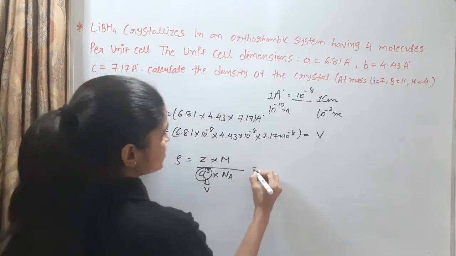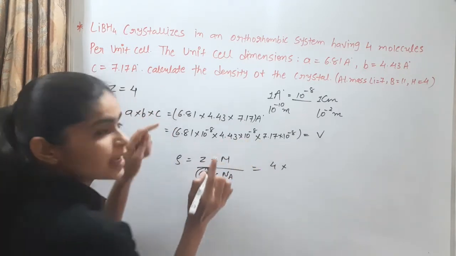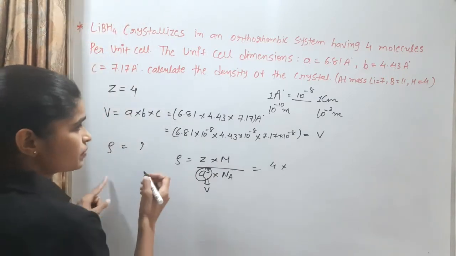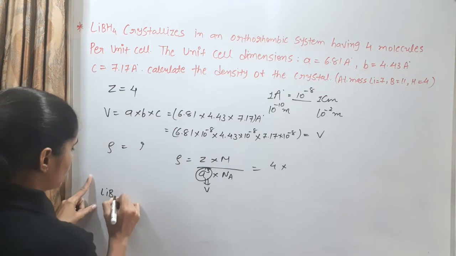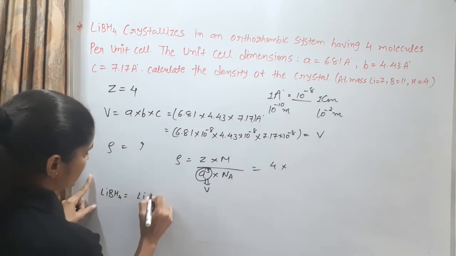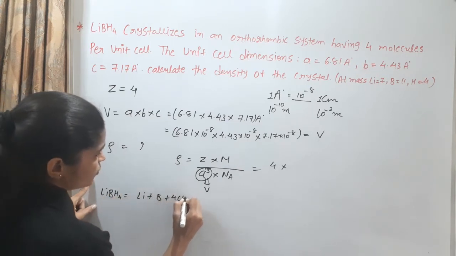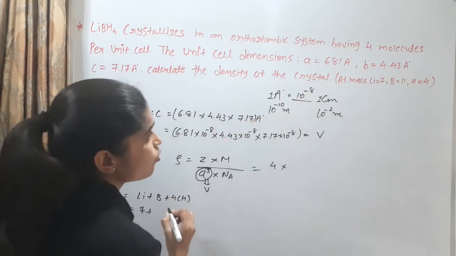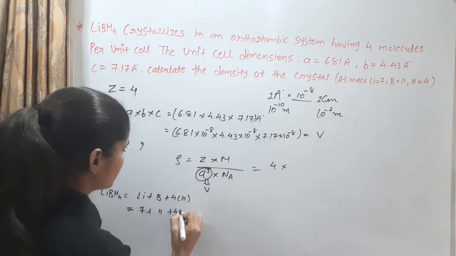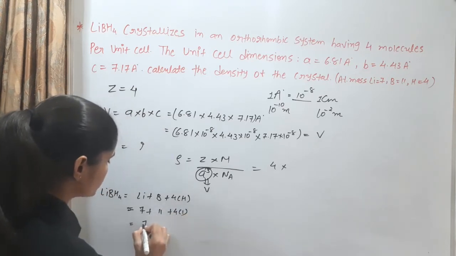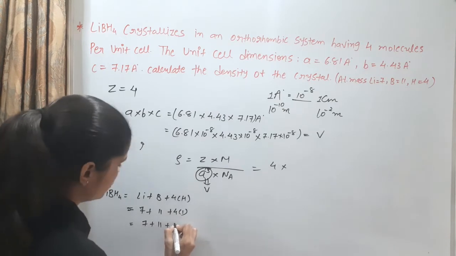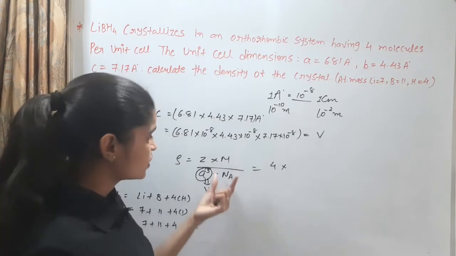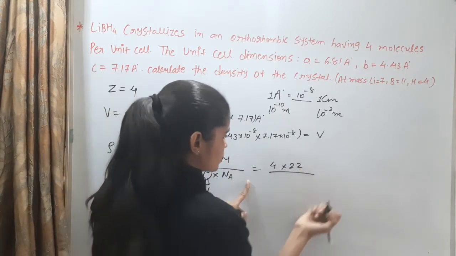The Z value is given as 4, times mass, which we need to calculate. How to calculate the mass of lithium borohydride? Lithium borohydride mass calculation: lithium plus boron plus 4 hydrogen. Lithium atomic mass is 7, plus boron 11, and hydrogen 4. So 7 plus 11 plus 4 is 22. The mass given for lithium borohydride is 22.